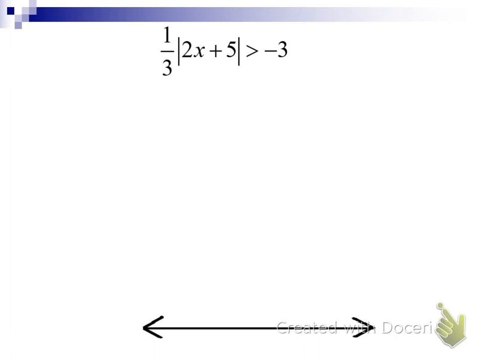I got just a couple more examples for you guys. So we're going to isolate the absolute value. We're going to multiply both sides by what? 3. So I have the absolute value of 2x plus 5 is greater than what? Negative 9? Anybody else want to just call it a day and give me the answer? You've already done it, Taylor. Taylor's all over this.